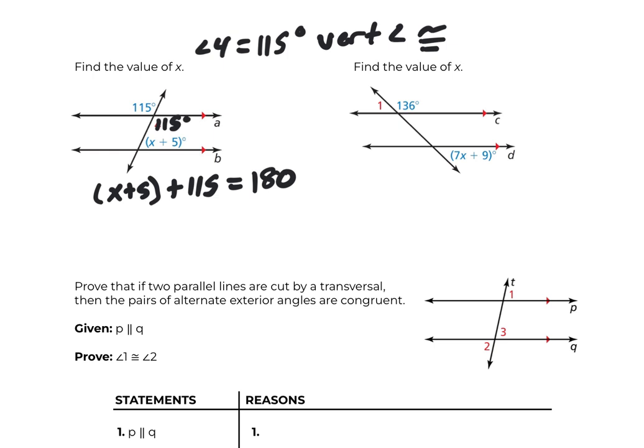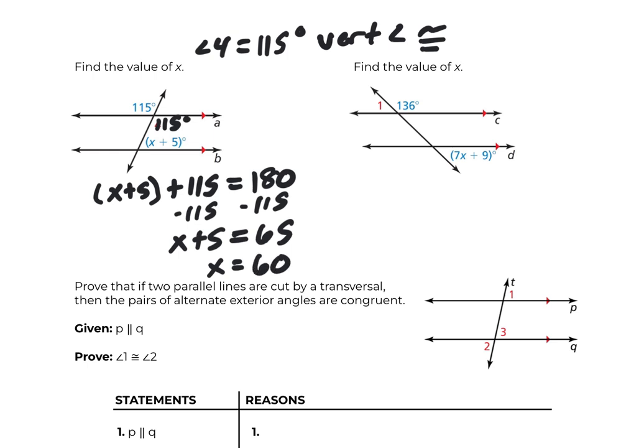Now, you could do like what we were talking about here. We could identify this as being 65, so I could just say x plus 5 equals 65. That would work the same way. But I'm going to show you why we get to that point, because if I subtract 115 from both sides, I get 65. And then I subtract 5 more, and I get x equals 60, okay?